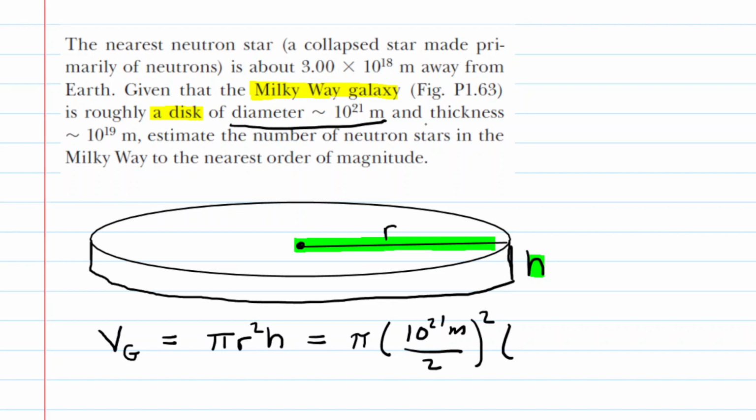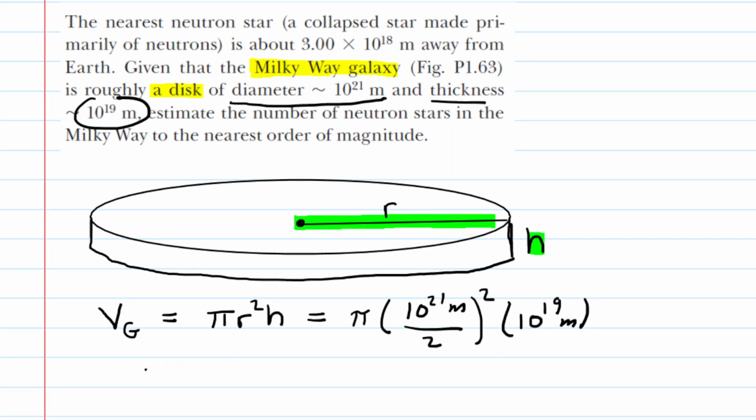The question mentioned that the thickness was 10 to the power of 19. That is essentially the height of this cylindrical disk. So we have 10 to the power of 19 meters. You would punch that into your calculator. You would get the volume of the Milky Way galaxy, which turns out to be approximately 7.85 times 10 to the power of 60, and this would end up being in meters cubed. So that's step one, calculate the volume of the Milky Way galaxy.